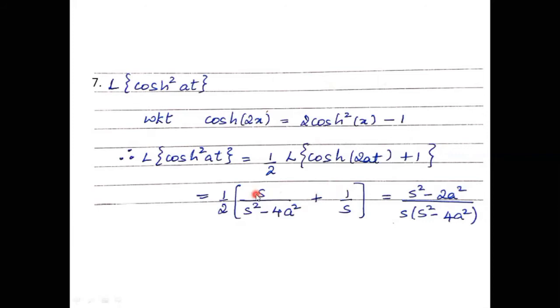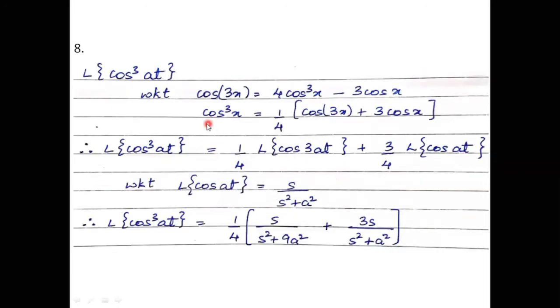So we'll get 2s square minus 4a square. And that 2 is common. When you take that 2 common, it will get cancelled with this 2. And you're left with s square minus 2a square divided by s into s square minus 4a square.